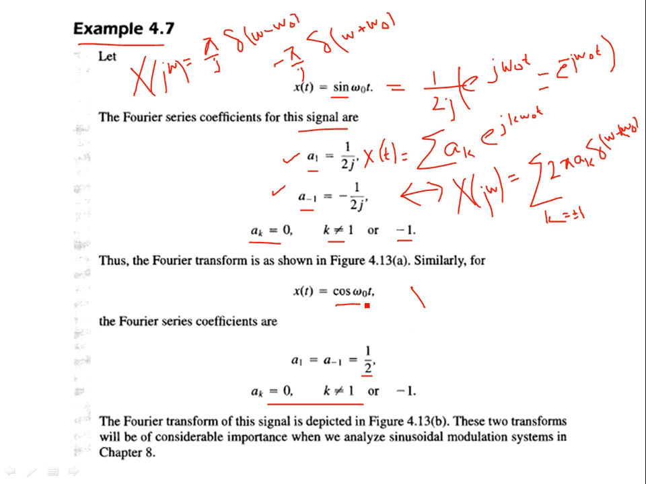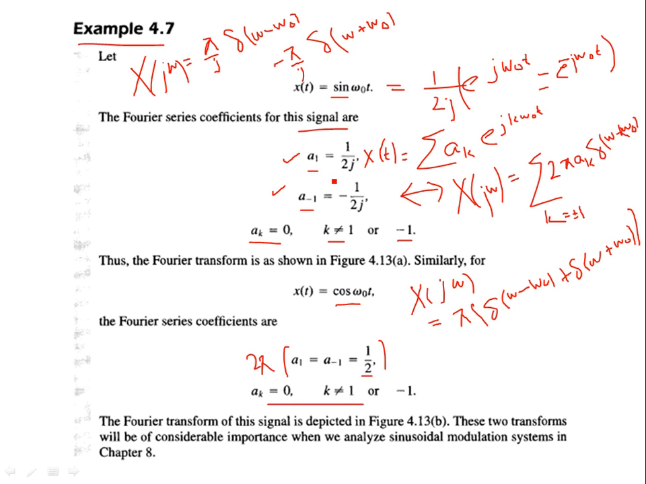Similarly, if you have to do this for cosine, then my X(j omega) will be 2 pi times the Fourier coefficients. So just multiply this with 2 pi. The Fourier coefficients are 1 over 2. So that means it will be pi times, and this is the same Fourier coefficient for both a1 and a minus 1, delta of omega minus omega naught plus delta of omega plus omega naught. That's it.